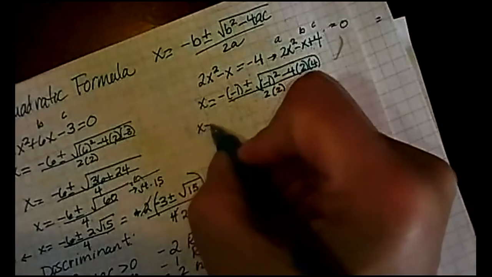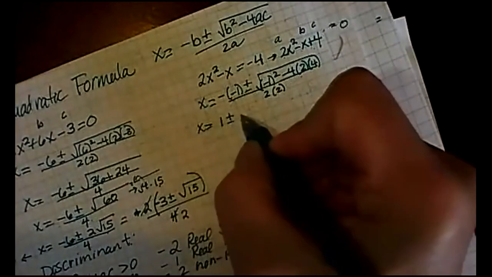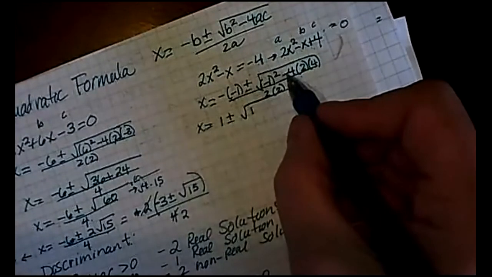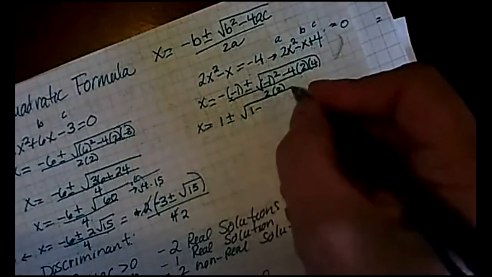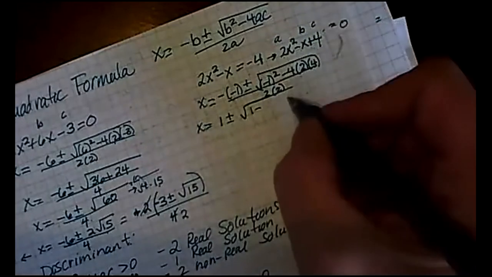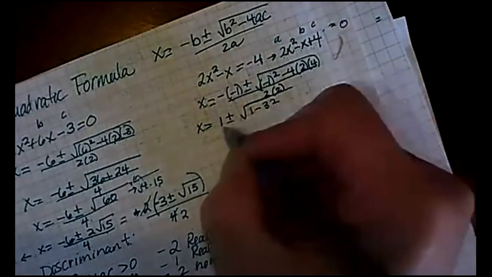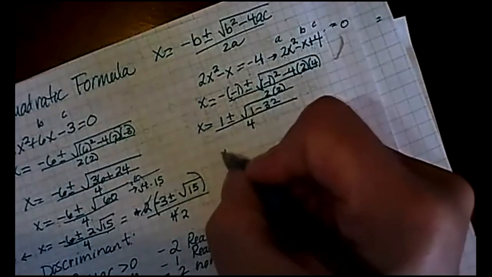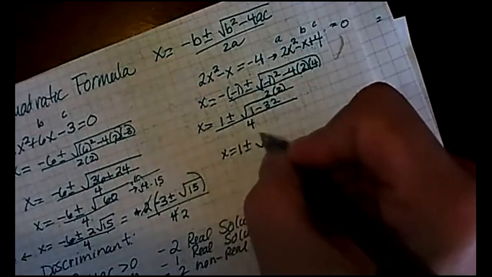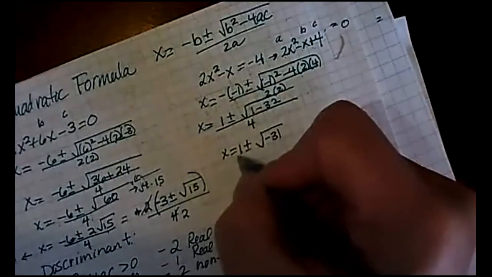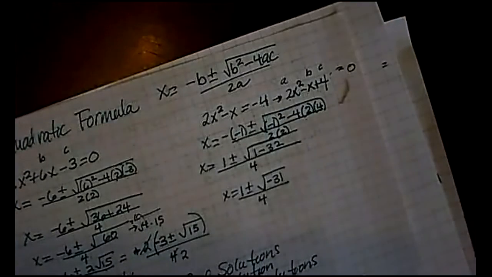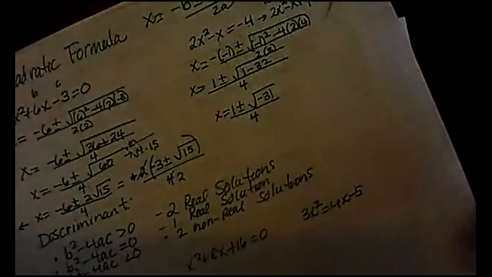So x equals a positive 1 plus or minus negative 1 squared is 1. Okay, now notice this is just a negative times a positive, so it's going to be a negative. 16, 8 times 4, so it's going to be 32 all over 4. All right, so x equals 1 plus or minus negative 31 over 4. Okay, I'm just double checking everything's at negative b squared. All right, so, which is totally fine.